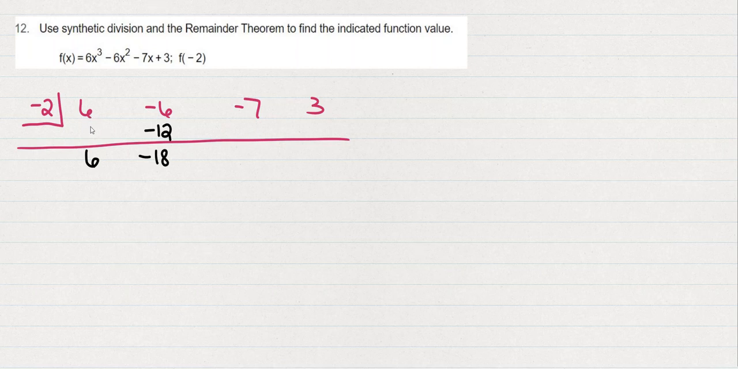So let me walk through what we did. We dropped down the 6, and then 6 times negative 2 is negative 12. Negative 12 plus negative 6 is negative 18. Multiply: negative 18 times negative 2 is positive 36. Plus negative 7 is 29. 29 times negative 2 is negative 58. Plus 3 gives us a remainder of negative 55.